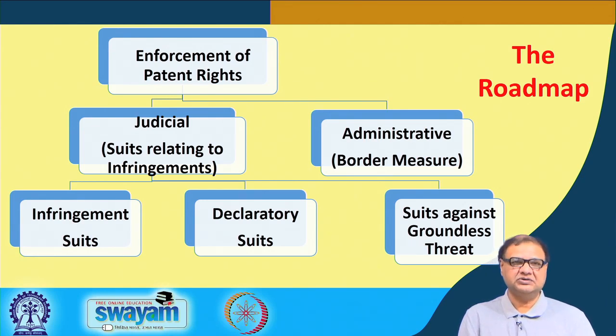When you talk about judicial enforcement of patent, the main methodology of enforcement is by filing an infringement suit against the person who has infringed the rights of the patent holder. There are two additional kinds of suits which can also be filed, and therefore we can group them under the infringement suit. They are called the declaratory suit and suits against a groundless threat.